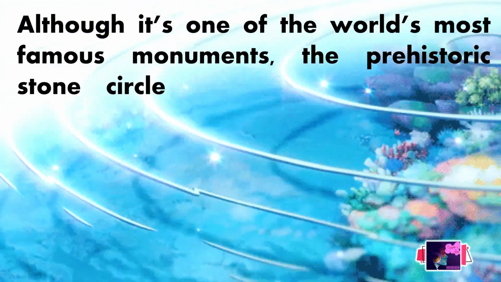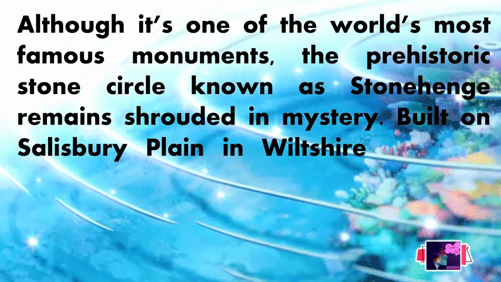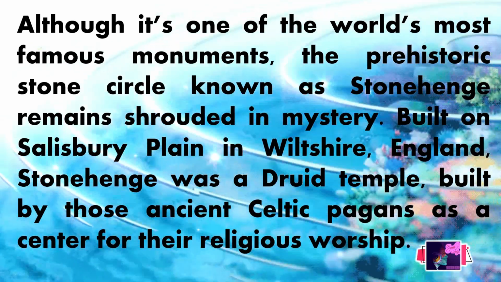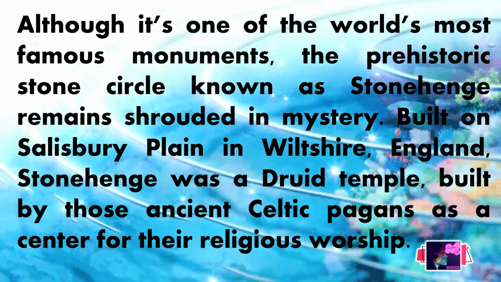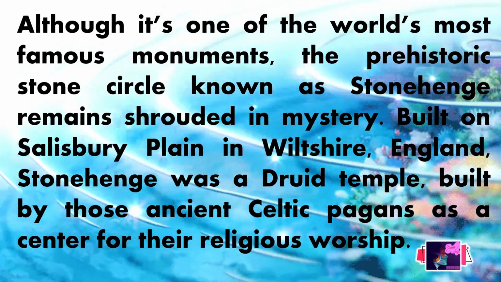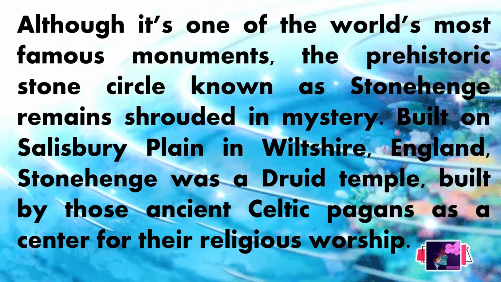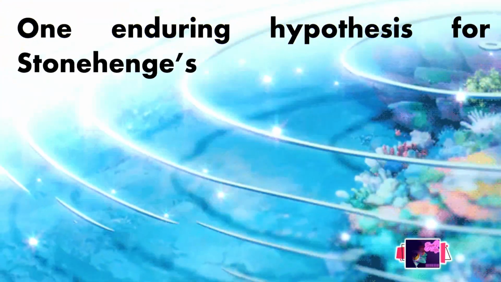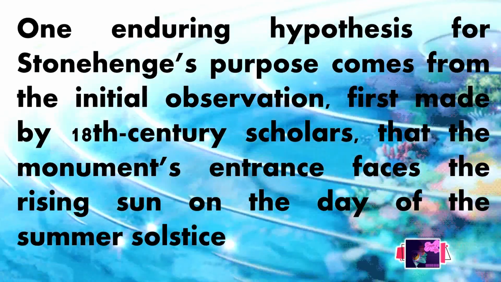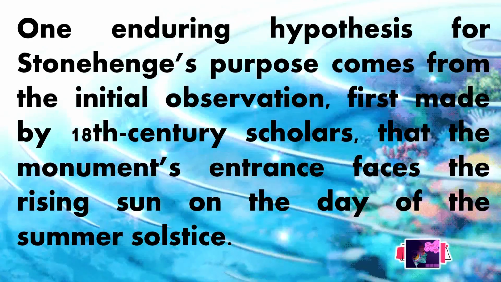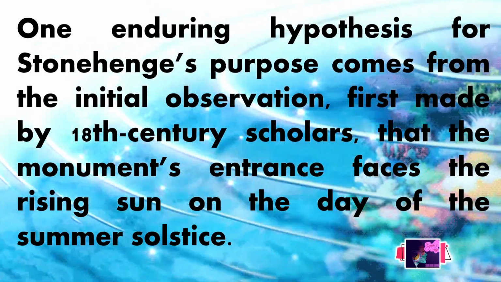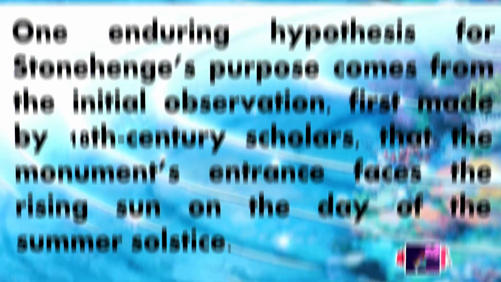Although it's one of the world's most famous monuments, the prehistoric stone circle known as the Stonehenge remains shrouded in mystery. Built on Salisbury's Plain in Wiltshire, England, Stonehenge was a Druid temple, built by those ancient Celtic pagans as a center for their religious worship. One enduring hypothesis for the Stonehenge's purpose comes from the initial observation, first made by the 18th century scholars, that the monument's entrance faces the rising sun on the day of the summer solstice.